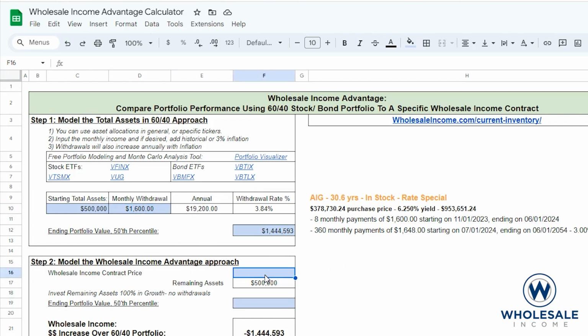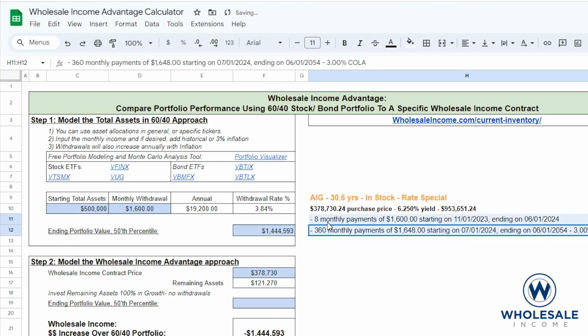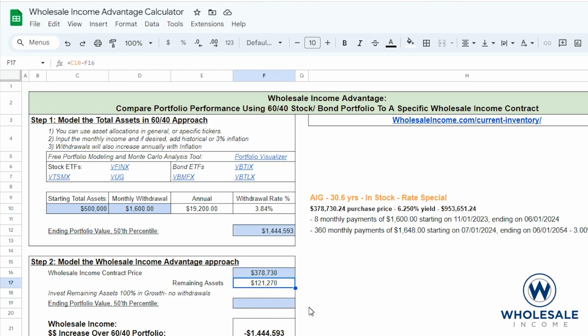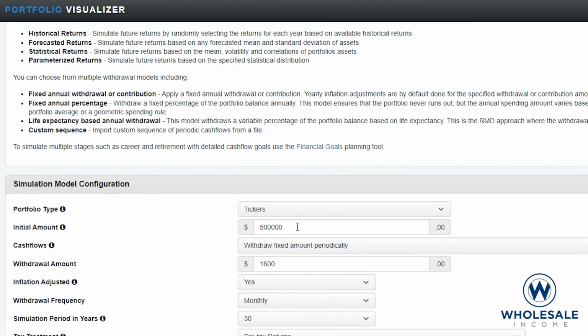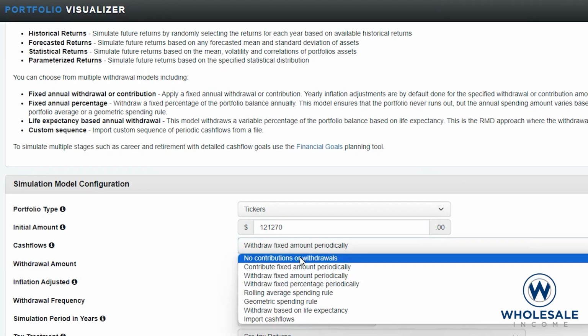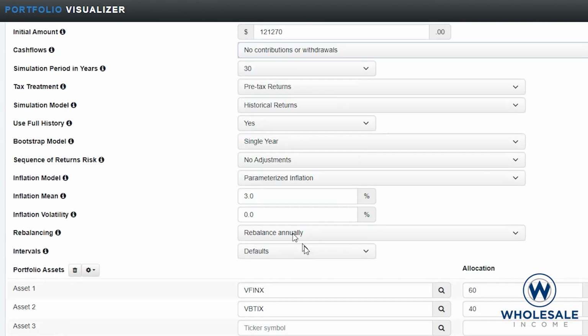Let's say you pay $378,730 for this exact same income stream, $1,600 a month for 30 years, going up 3% a year. Guaranteed, AIG making the payment. You're left over with $121,270. So let's go back over here, and I'm going to change just two things. Instead of investing $500,000 in a 60/40, I'm going to invest $121,270 with no withdrawals, same inflation. I'm going to put 100% of it in the market because I don't need a safe allocation because I just bought all my income that I'm going to need.